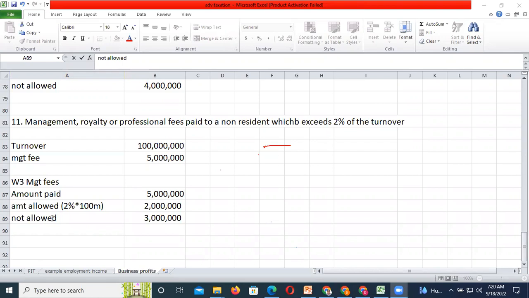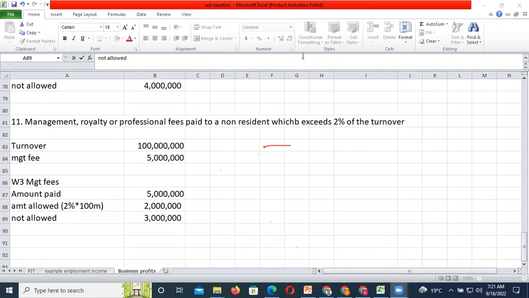Also talk about remuneration and sitting allowances. Sitting allowances, those are allowed. If it's a sitting allowance for a director, it is allowed. Remuneration is allowed, but the only thing that's not meant to be allowed are the cash bonuses. Cash bonuses, those ones are not allowed.